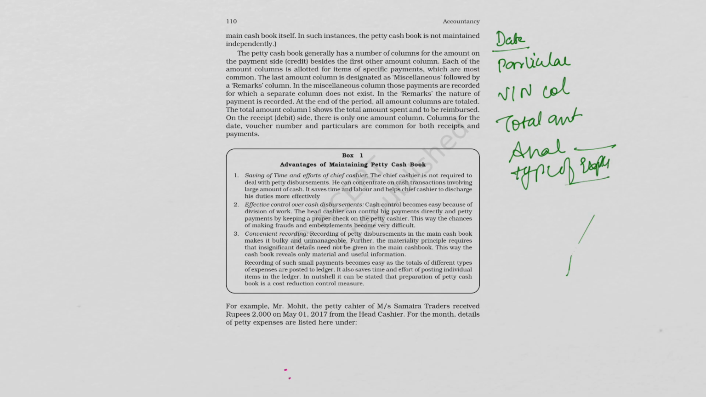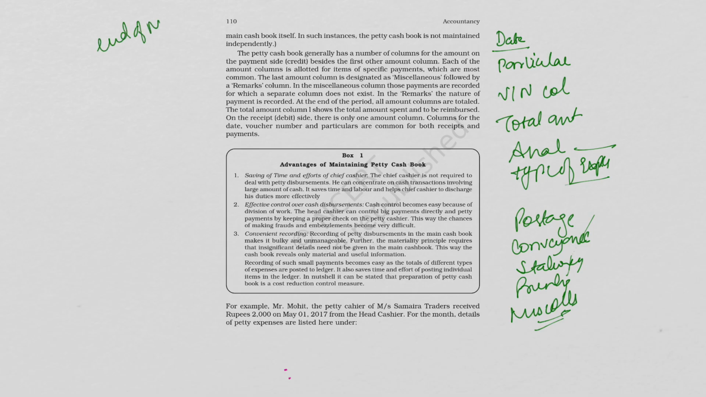For example, the expenses can be for postage, conveyance, stationery, printing, as well as miscellaneous items. Now, why do we have separate accounts? Because at the end of the month, we can easily total each column and know how much amount was spent for each type of expense. This saves time when we are posting to the ledger. Now, let us see how this posting is done.